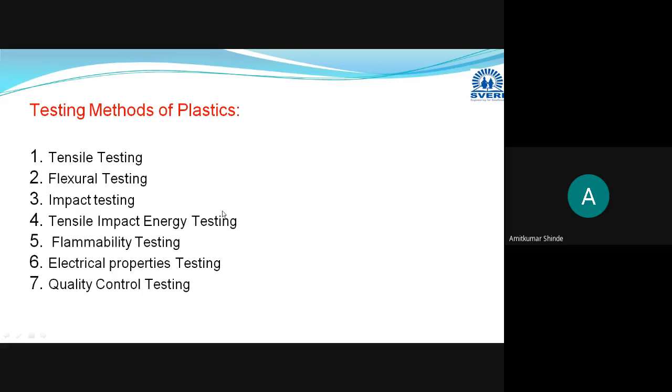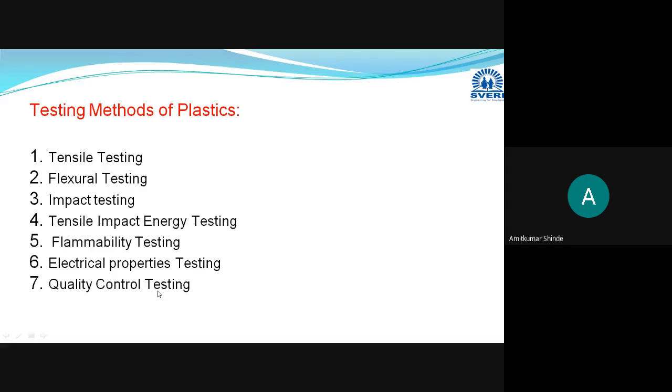In today's session, we have tried to understand how the testing is done on the plastics, and in that particularly we have discussed how the tensile testing is conducted on the plastic material, how the flexural testing is conducted, how the impact testing is conducted, and we have learned how the tensile impact energy testing is conducted.